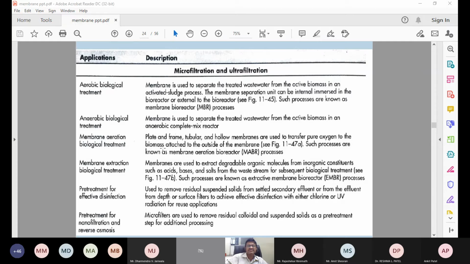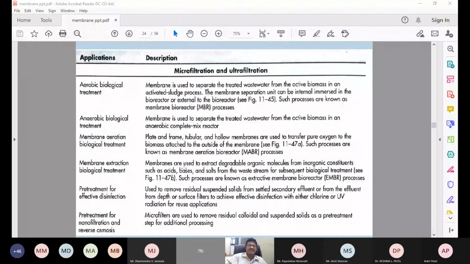Then aeration, which I have told you is done in the biological treatment. So aeration can be done through membrane aeration, where plate and frame, tubular and hollow membranes are used to transfer the pure oxygen to the biomass. So that can also be done, and that process is called membrane aeration bioreactor processes. Then membrane extraction biological treatment is used to extract the degradable organic molecules from inorganic constituents such as acid, base and salts of the waste stream. Okay. So organic molecules can be separated from inorganics by using these membranes.